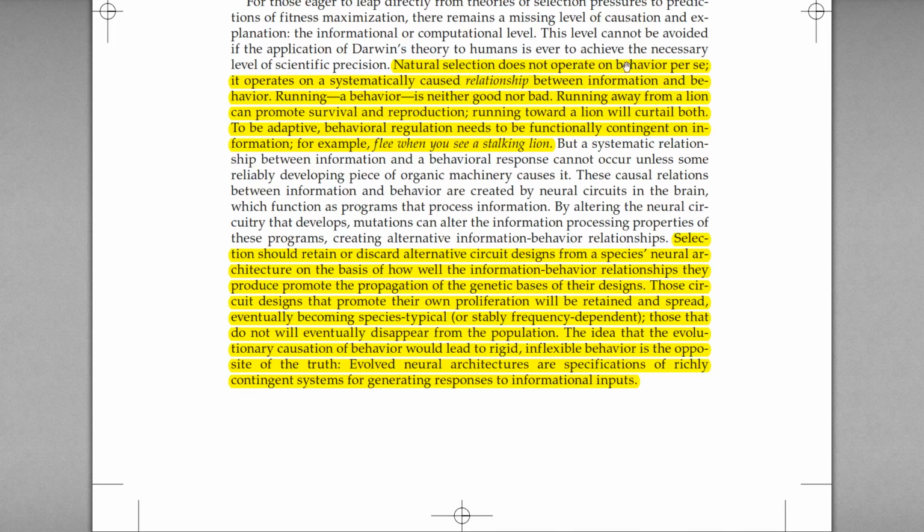Okay, natural selection does not operate on behavior per se. It operates on systemically caused relationships between information and behavior. Running a behavior is neither good nor bad. Running away from a lion can promote survival and reproduction. Running towards a lion will curtail both. To be adaptive, behavioral regulations need to be functionally contingent on information. For example, flee when you see a stalking lion.